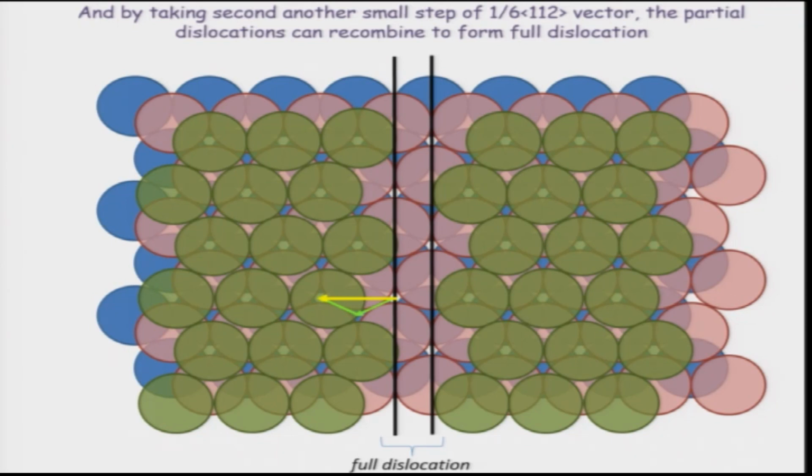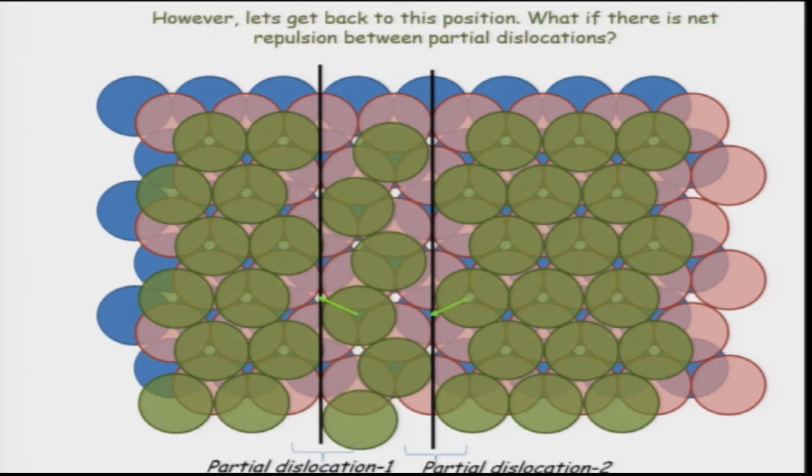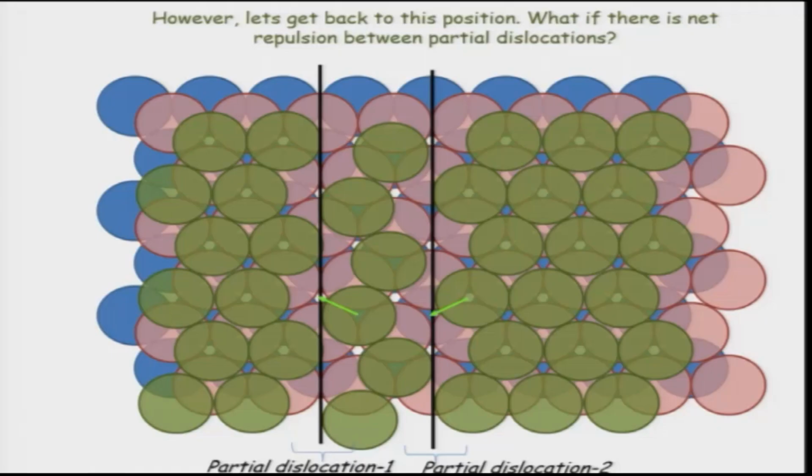So, this is what you would ideally expect, but now let us get back to this position, where these two partial dislocations are over here. Now, let us assume that there is some amount of repulsion between these two. Now, these can behave like two different dislocations, right? They can be treated as independent dislocations, and since they have some components similar to each other, there will be net repulsion. This is one dislocation, this is another dislocation, and they will try to repel each other.